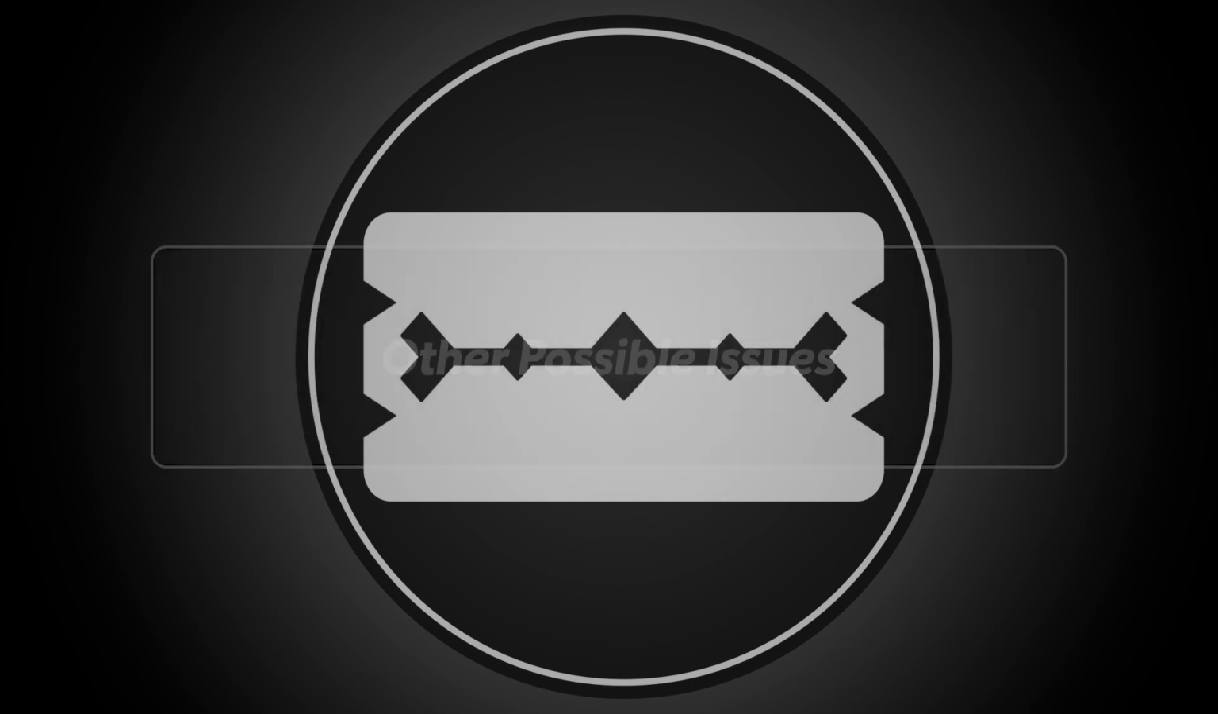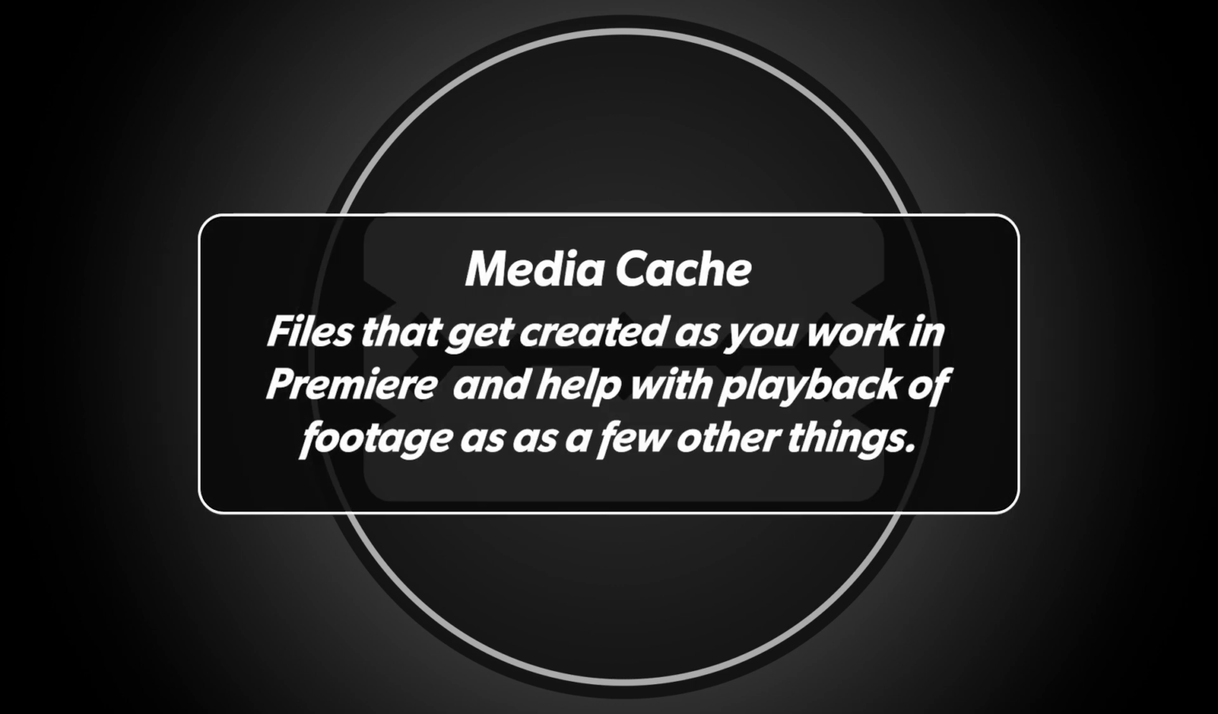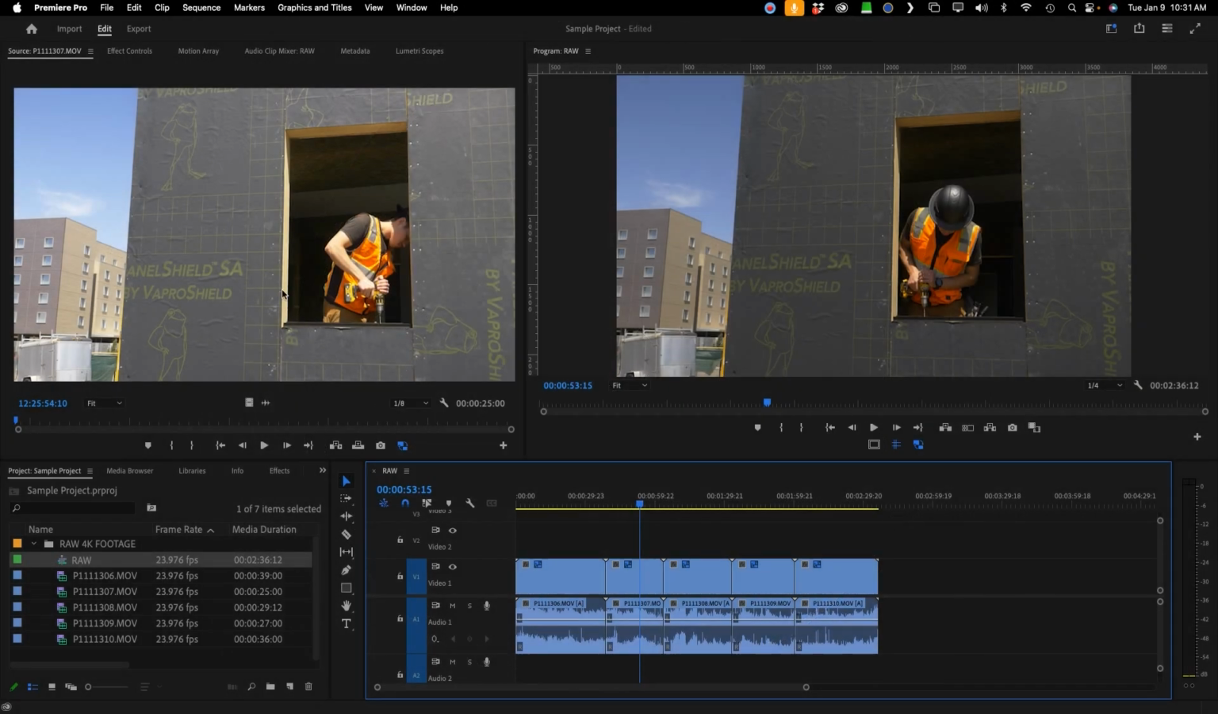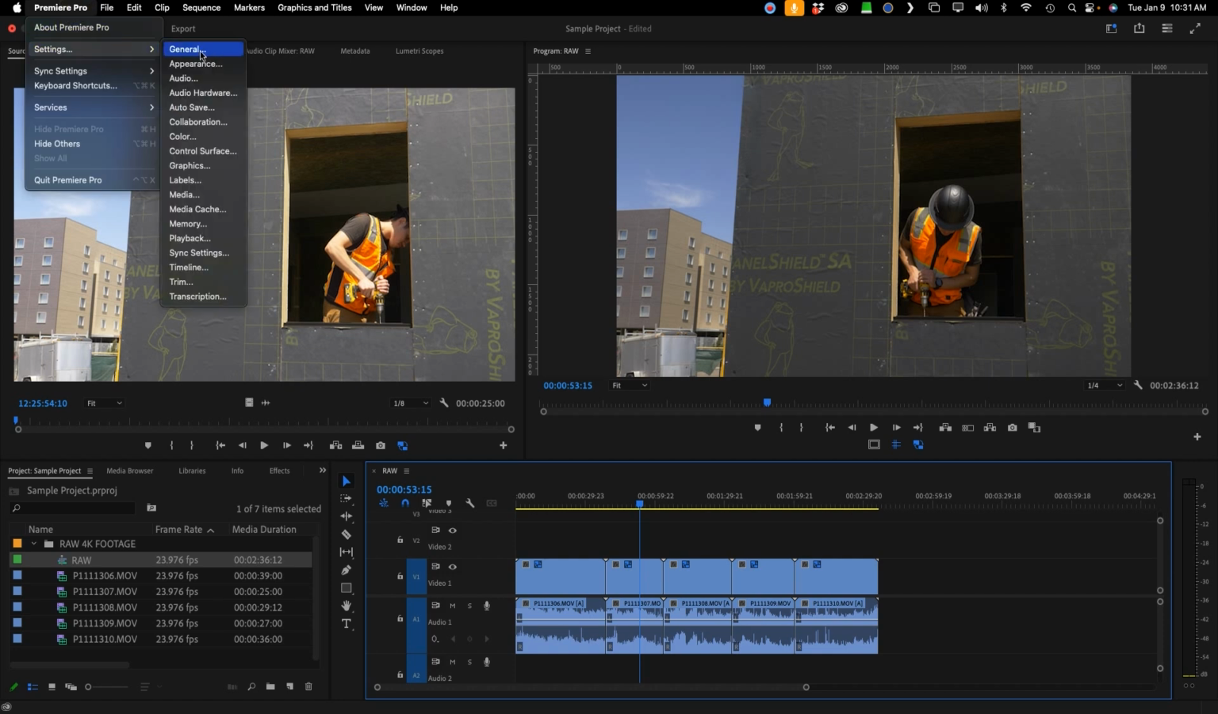There are a couple of other issues that can affect playback that you may encounter. The first has to do with the media cache. These are files that get created every time you import footage into Premiere. They help Premiere play back the files easier. The location of these files has a default location on your local hard drive and is set in the Preference panel under Media Cache.